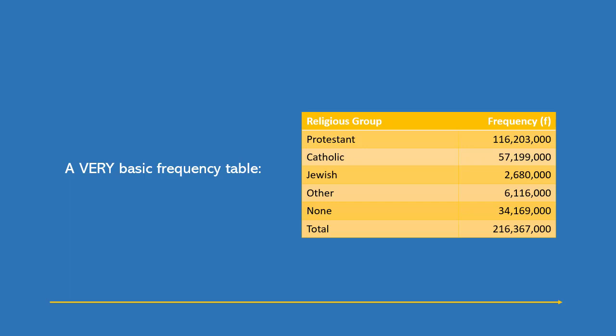The none category is actually the third largest group, but it's listed last since, strictly speaking, none is not actually a religion. You'll also notice that there's an other category. It actually has more members than the Jewish category, but it's listed below the Jewish category because, again, other is not actually a religion.